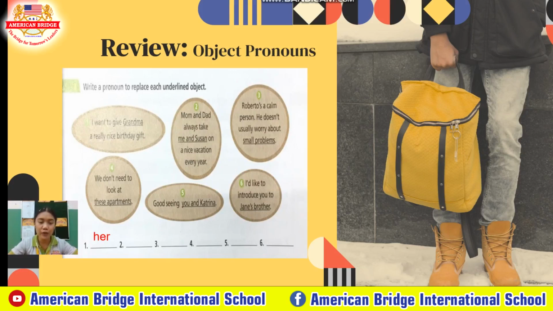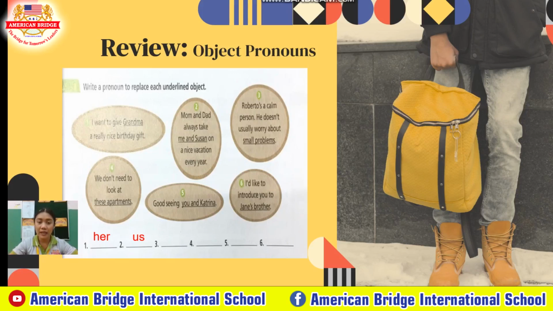Her. Next, number 2. Mom and Dad always take me and Susan on a nice vacation every year. So number 2, we have me and Susan. So this one we change to us. So Mom and Dad always take us on a nice vacation every year. Now let's move on to our number 3.